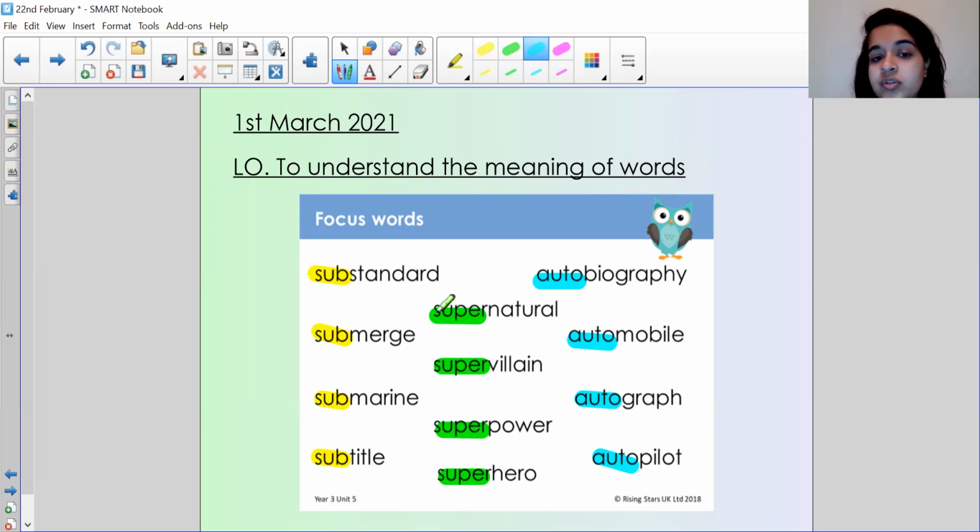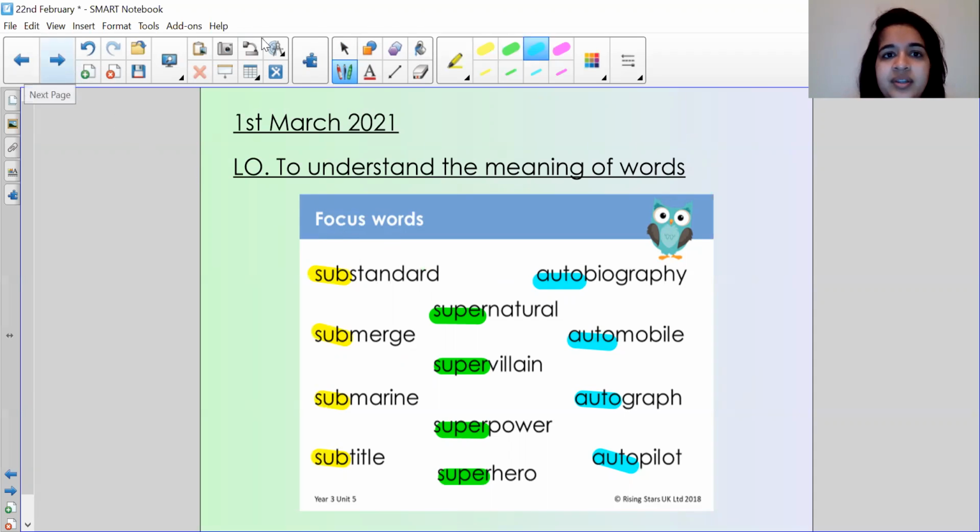So these are almost opposites. Whereas sub means below and a lower level, super means above and a higher level. And then auto means itself. So autobiography is a biography about yourself. Automobile, it's a car that moves itself. Autograph, it's a signature that you sign yourself, okay? It's not anyone else's, it's your own, it's yourself.